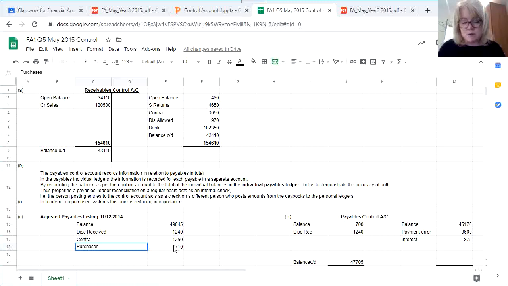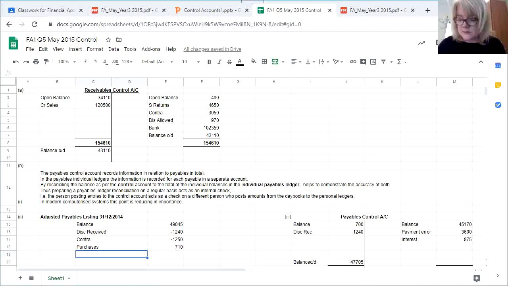And two more items. Okay, so the next item is goods returned to suppliers to the value of 2,750 were not reflected in the payables personal ledgers. So therefore it's the listing that will be affected. So I'm just going to add that in there. And the value again was 2,750, and again that'll be a minus figure. It will reduce the balance owed, and it doesn't affect the control account. It went through correctly on the day books and into control.